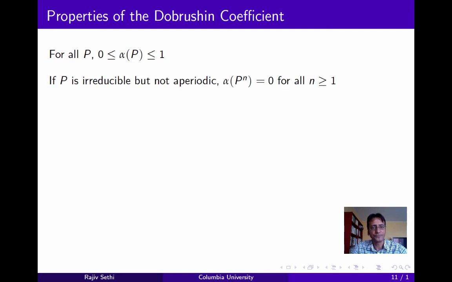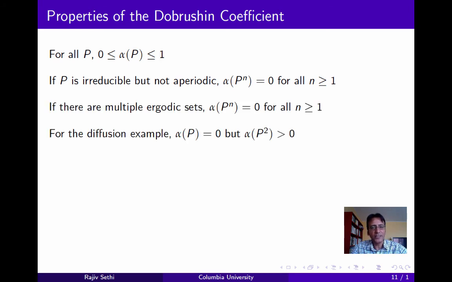If you have a Markov process that is irreducible but not aperiodic, then the Dobrushin coefficient is equal to 0 for every higher order transition matrix. And the same is true if you have multiple ergodic sets. In the Bernoulli-Laplace diffusion model, we saw that the Dobrushin coefficient for the transition matrix is 0, but we also saw that the matrix for second order transitions has a positive Dobrushin coefficient.